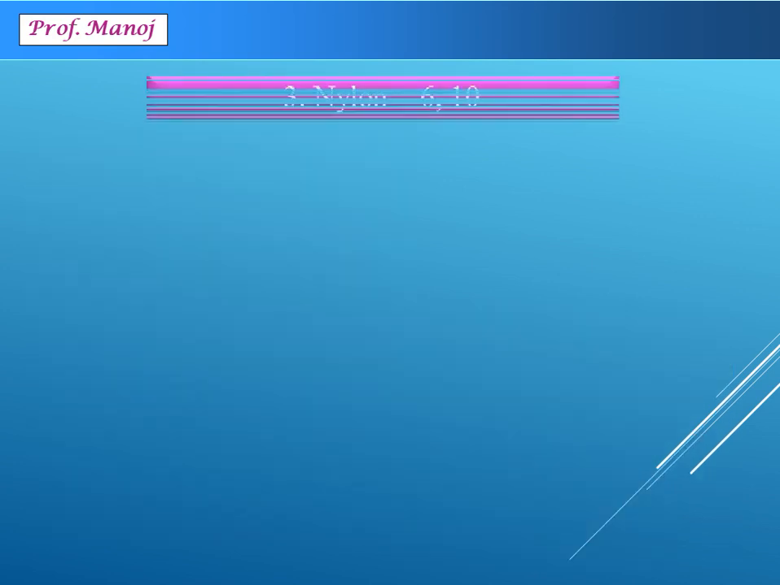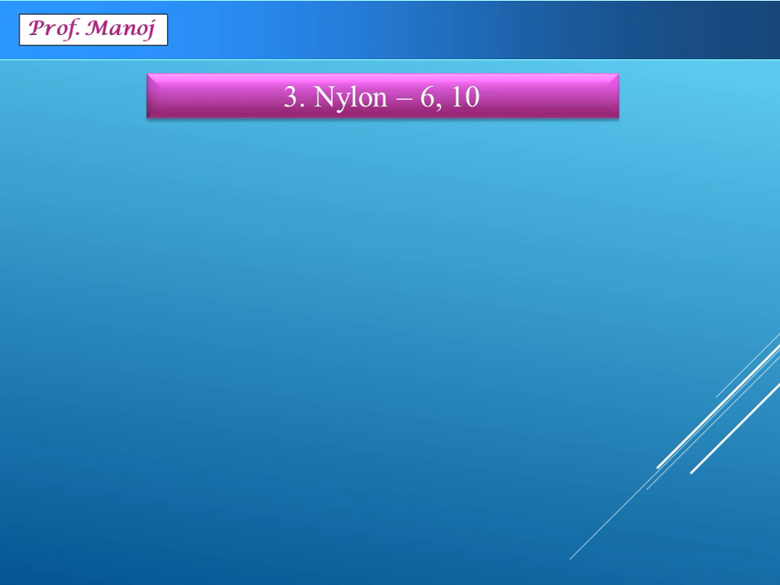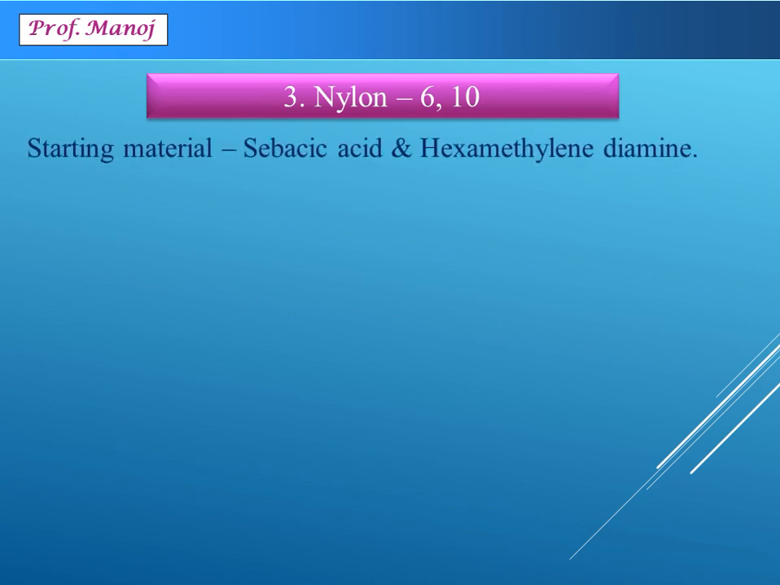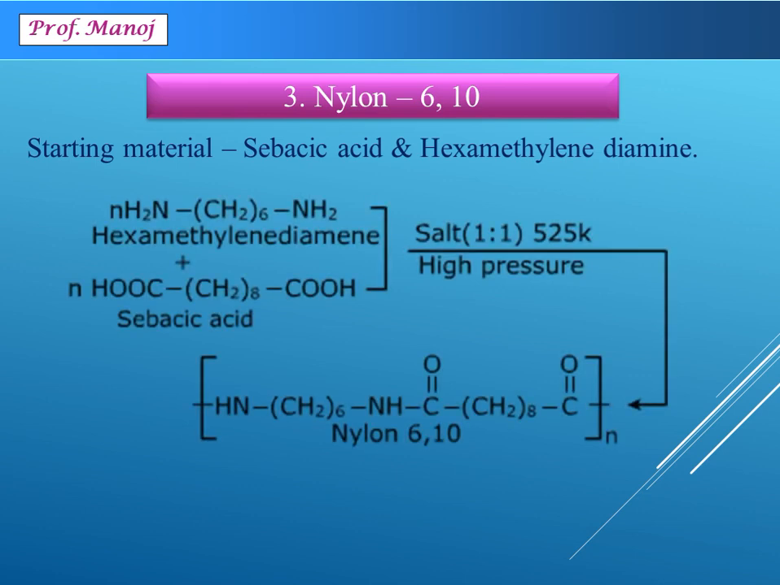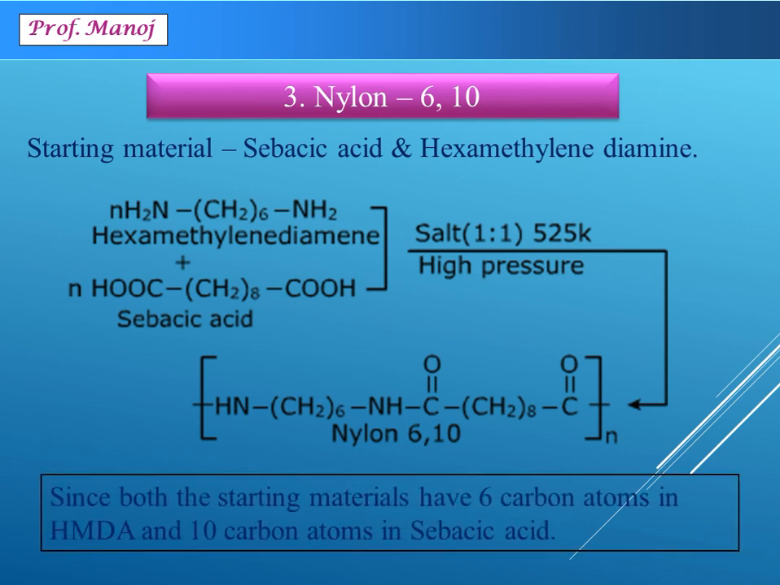The third member in the nylon family we study is nylon 610. The starting materials are sebacic acid and hexamethylene diamine. The synthesis is quite similar to nylon 6,6. Once again, sebacic acid and hexamethylene diamine's functional groups react to produce nylon 610. Also you can observe in the structure, in the center, there is amide linkage. Sebacic acid has 10 carbon atoms and hexamethylene diamine has 6 carbon atoms. Hence the title is 610.